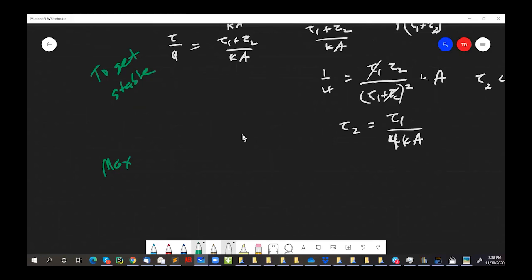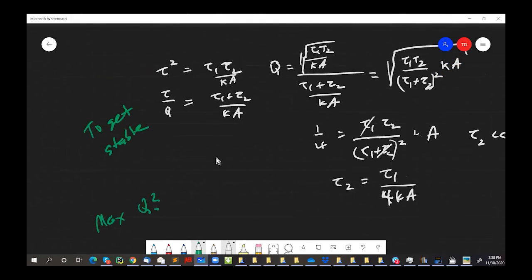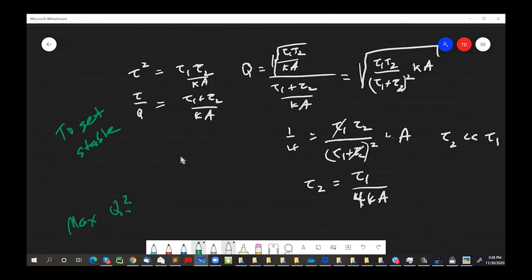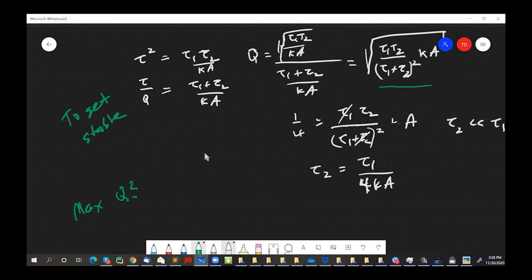Okay. What's the maximum Q? That's the other thing I'm going to try to answer. What's the maximum Q value? Well, Q is equal to this expression on the top right here, right? So I'll just tell you that the maximum Q is when tau 1 is equal to tau 2. You can get it by differentiating the thing and setting it to 0. But I'm pretty sure it's when tau 1 equals tau 2.